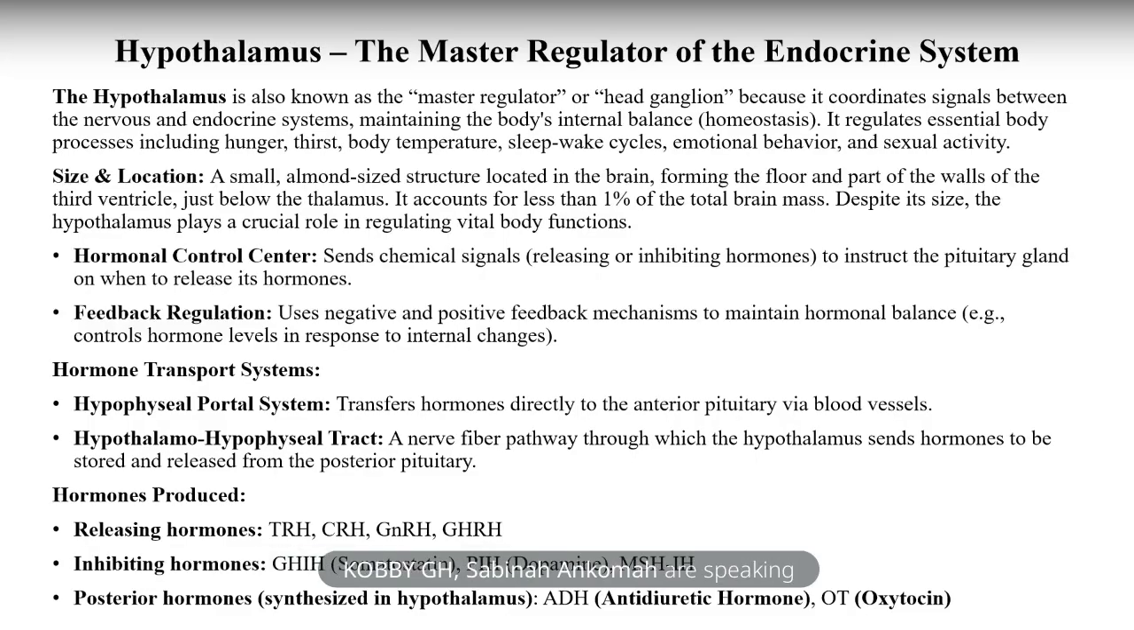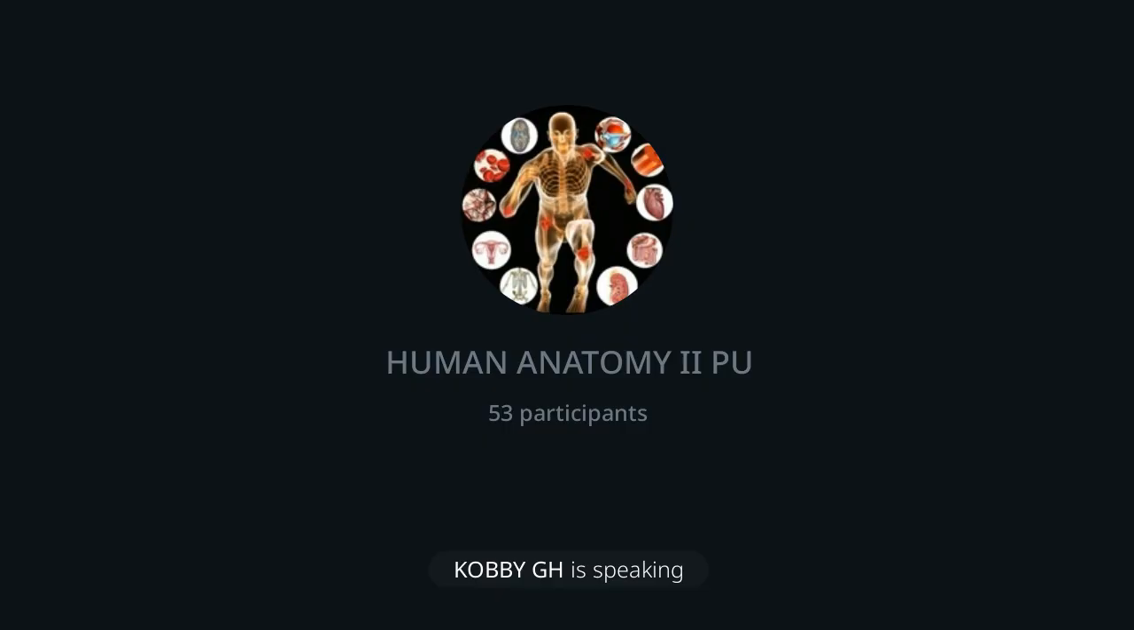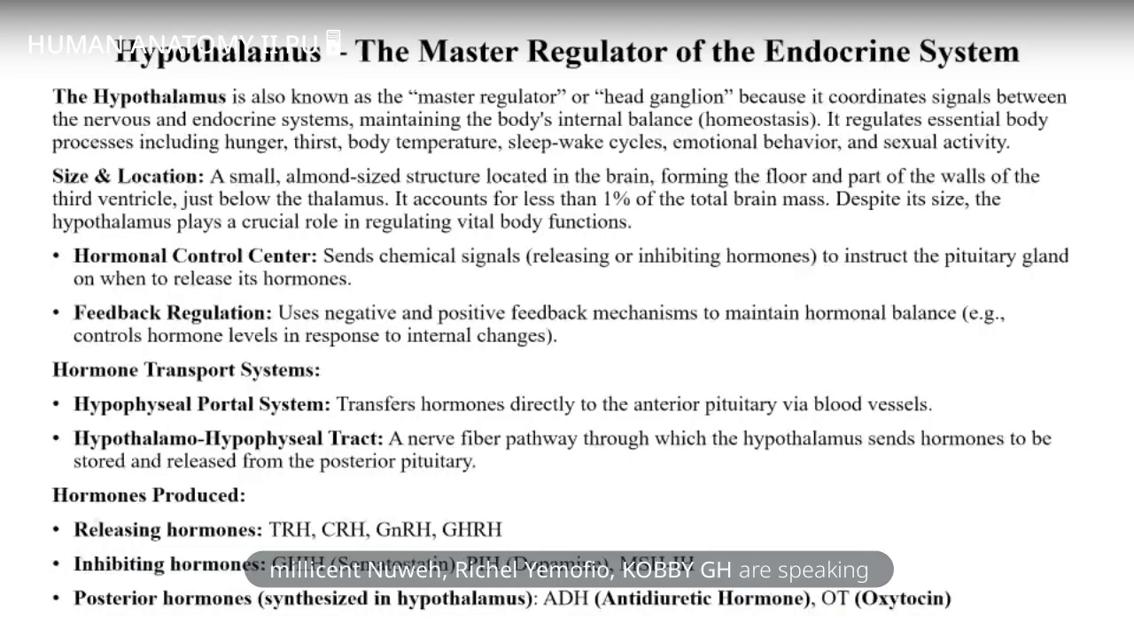Now listen to this question and tell me whether you go in for true or false. The hypothalamus produces and releases oxytocin. True or false? False. Who said true? The next question: the hypothalamus produces and releases growth hormone releasing hormone. True or false? True. Good. The answer is true.